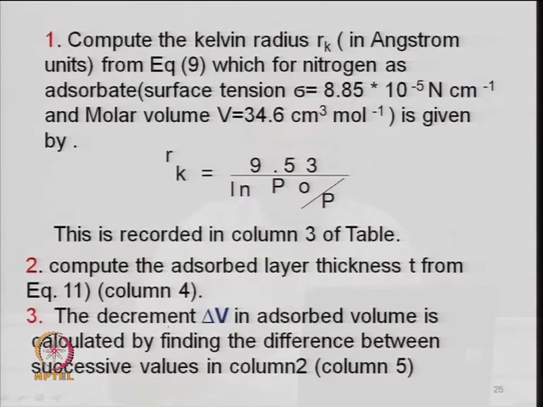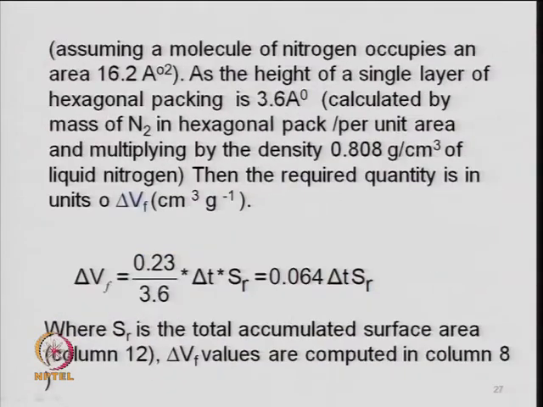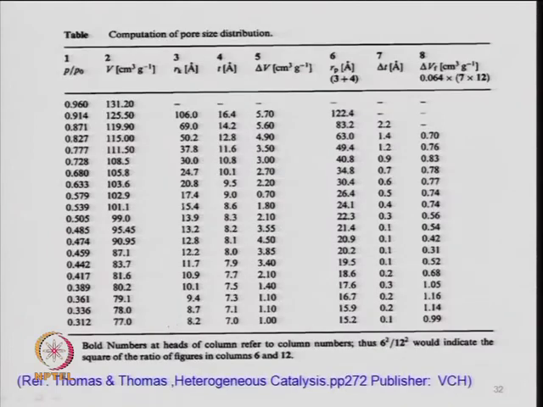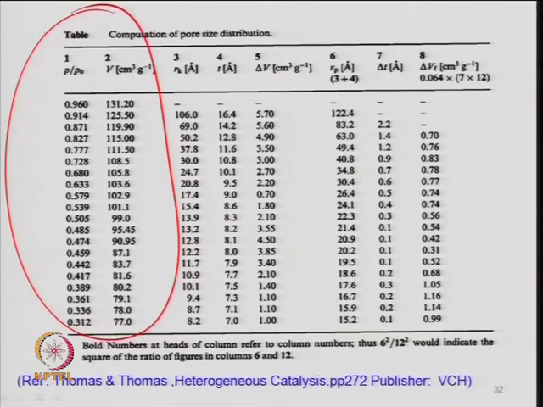So, there are several steps, and these steps I have taken from Thomas and Thomas. This is given in chapter 4. So, basically what we have now is the data in this form. Experimentally, you have this data.